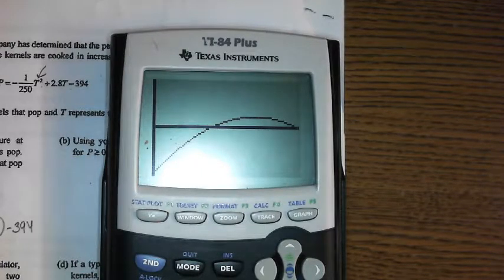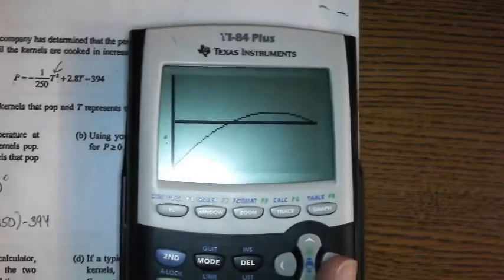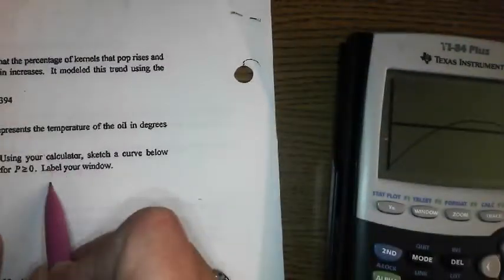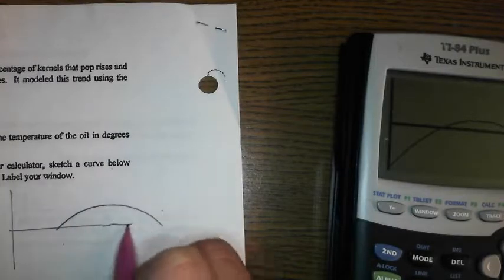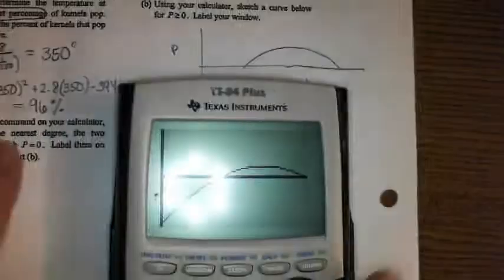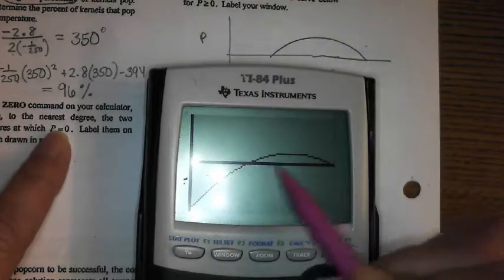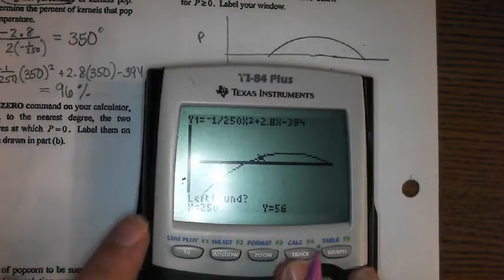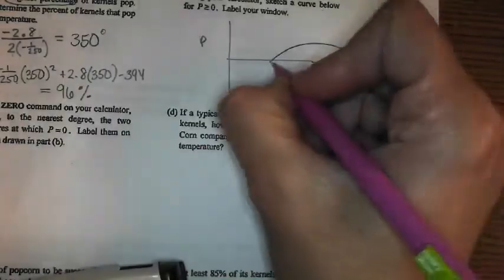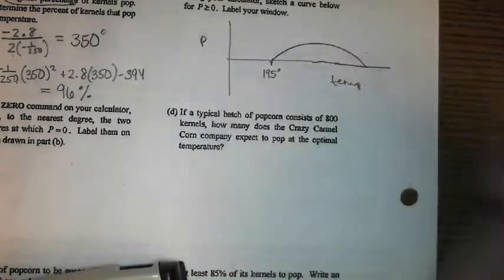Coming up with the right window is underratedly important. You have to think about it. Every problem's different depending on the context. And because we're talking about temperatures, 400 degrees is appropriate. So there's my sketch, and I would probably sketch this right here. This is my percentage, and this is my temperature. Using the zero command, I'm very interested in zeros always. So second trace, zero. Left bound and right bound here is going to give me 195. So that's happening at 195 degrees.